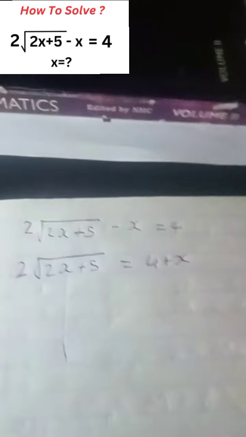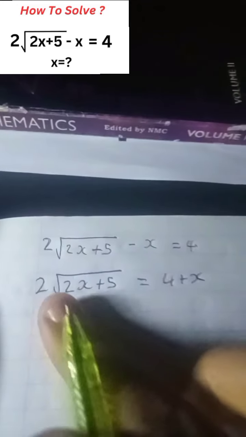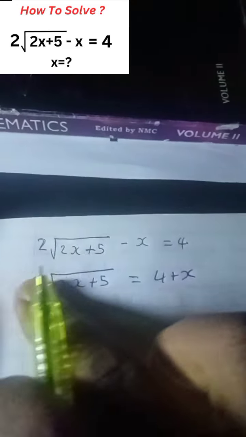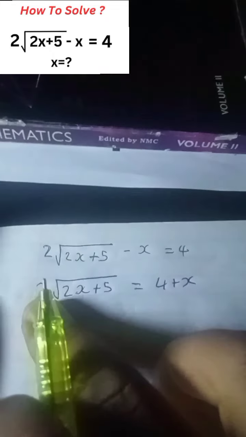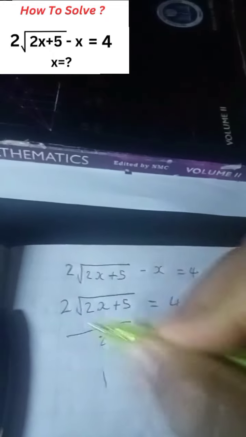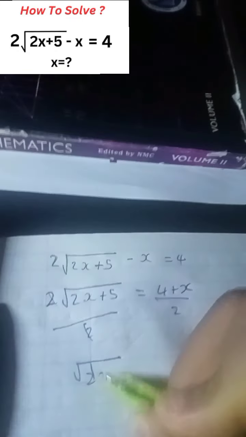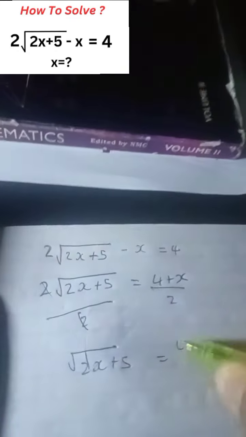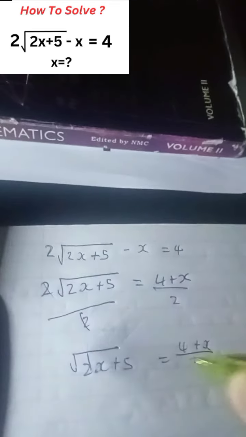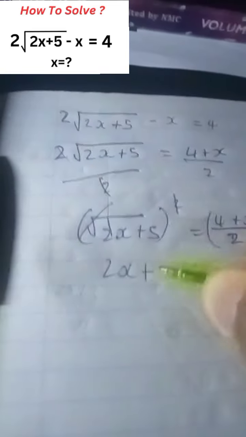And now that we've done that, what is hindering us from getting the terms out of the square root is this 2. So we divide all through by 2. Now we square both sides. The square cancels the square root, leaving 2x plus 5.